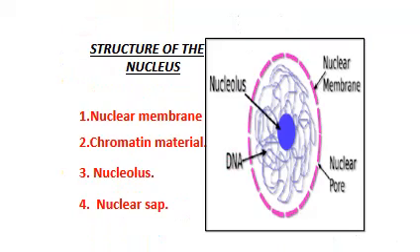Structure of the nucleus: if you remember, it is formed from the nuclear membrane, which has pores. Inside we have chromatin material, which is mainly the DNA, and we have the nucleolus, and all are suspended in a soup-like structure known as nuclear sap, like the cytoplasm of the cell.